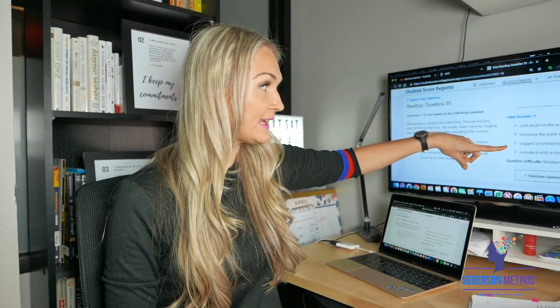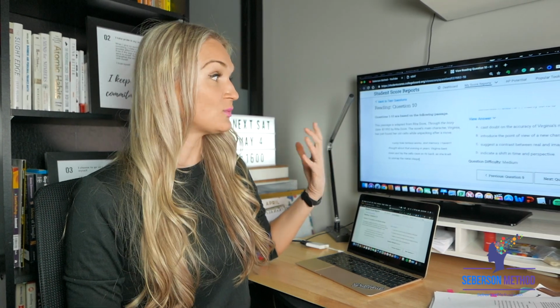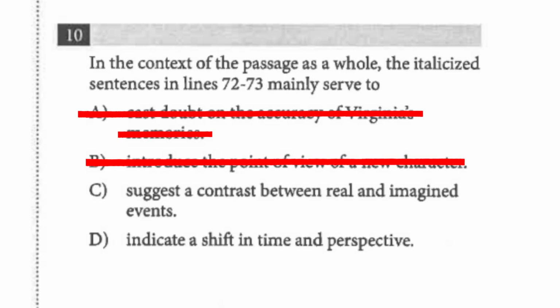So do you see how I could have gone for C and answered this question incorrectly if I didn't consider all of the answer choices? And once I did indicate a shift in time and perspective, I immediately knew that this was the right answer. And the answer choice C was just here to confuse me.